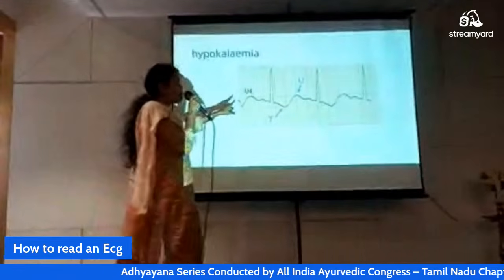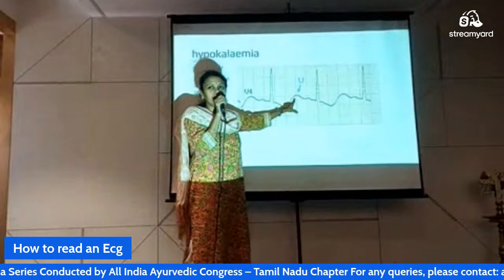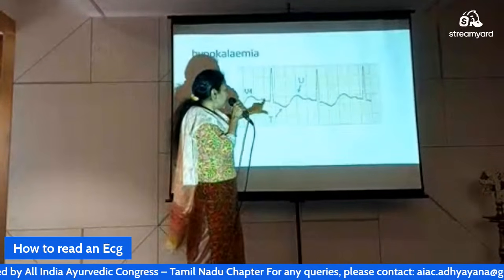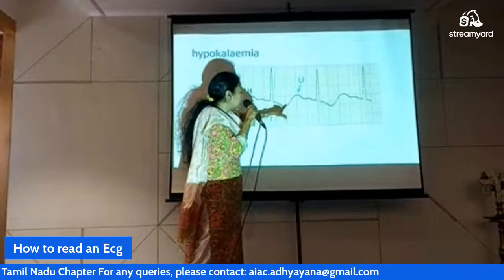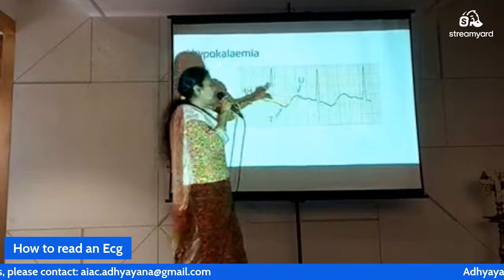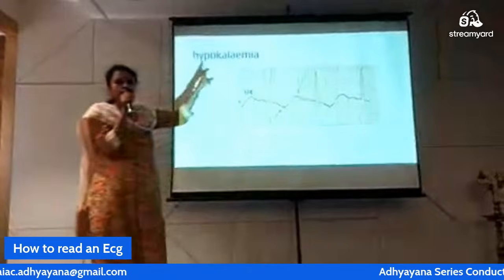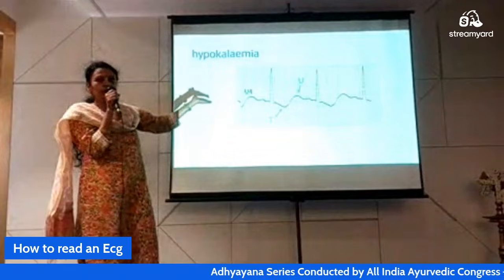Hypokalemia. I have not shown you the U wave at all. In a normal ECG, you will very rarely get the U wave. So P wave, Q wave, R wave, S wave, T wave. Here it is an inverted T wave and an elevated U wave. You will see this in hypokalemia, in case of low potassium. It is very rare. Even I have not seen this, I just got a picture of it.